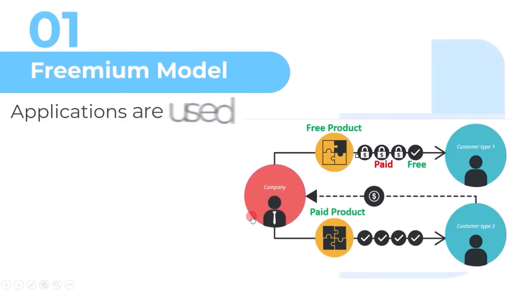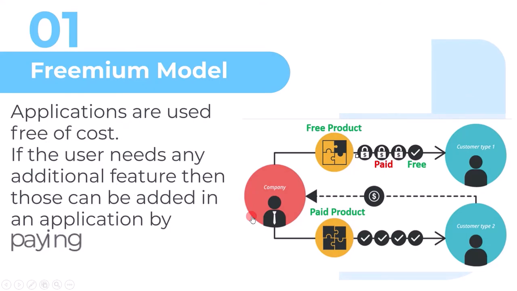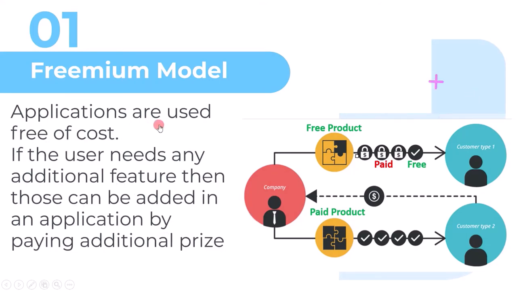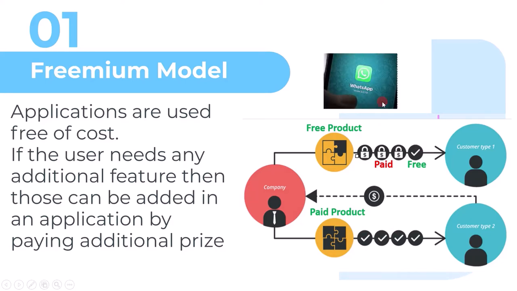Let's start with the first model, the freemium model. The freemium model is a model where applications are used free of cost. If the user needs any additional feature, then those can be added to the application by paying an additional price. In the freemium model, the existing features should be useful enough to have the user download it. Also, the paid advanced features should be worthwhile, such that a large number of users would be willing to pay. For example, the WhatsApp application is a freemium model.